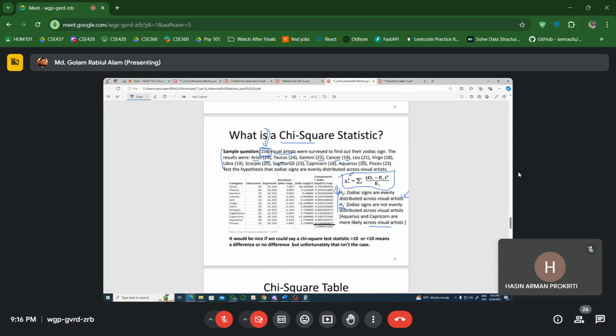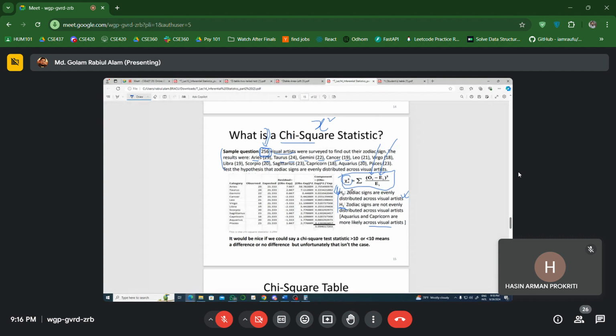This is called chi-square, and this symbol is called chi. Here we can see this is our observation, and this is our expectation. It is the number of observed instances minus the expected number of instances, which we square. Then we divide by E, the expectation. After that, we sum up all the values, and then we get the chi-square value.